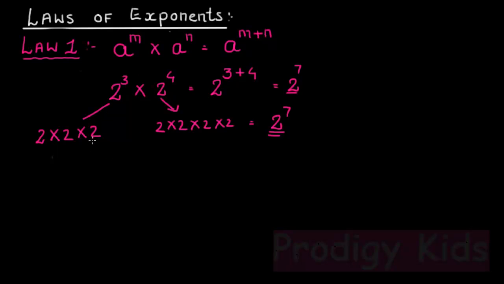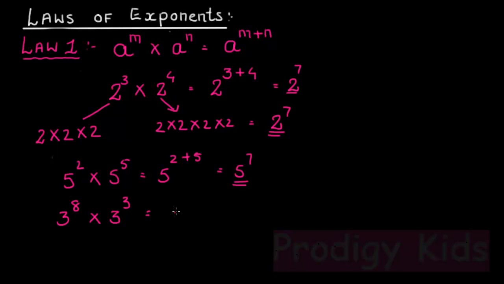Let me give you more examples to understand this. What about 5 square times 5 raised to 5? Here the base is 5 and the exponents should be added, 2 plus 5, which is 5 raised to 7. Another example, 3 raised to 8 multiplied by 3 raised to 3. Following law 1, a raised to m times a raised to n is a raised to m plus n, it is 3 raised to 8 plus 3, which is 3 raised to 11. Let me give you one more example.